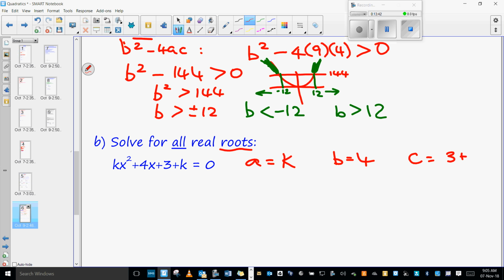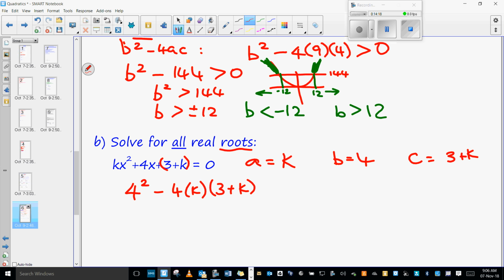Now it might be written in your question like that, but it might not. I just want you to accept that the nature of quadratics is that you'll have a value of x squared, a value of x, and then anything else is going to be your value of c. That's why I didn't put it in brackets, so you can see that sometimes you might have to recognise that. So we're finding an expression for our discriminant. So we've got 4 squared minus 4 times (3 plus k) times (3 plus k).